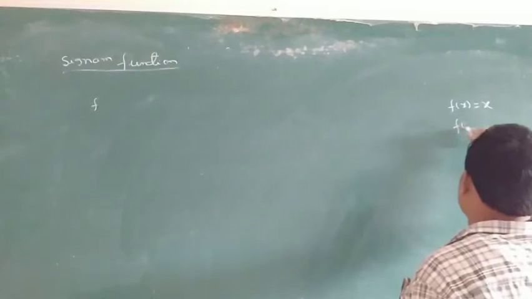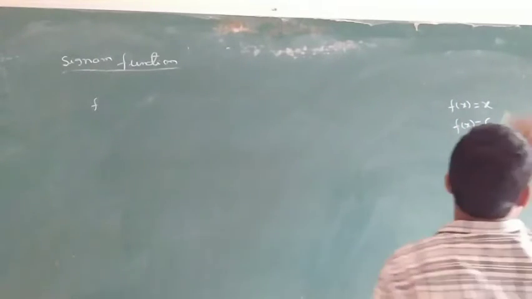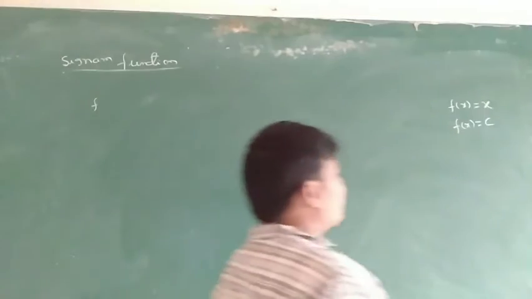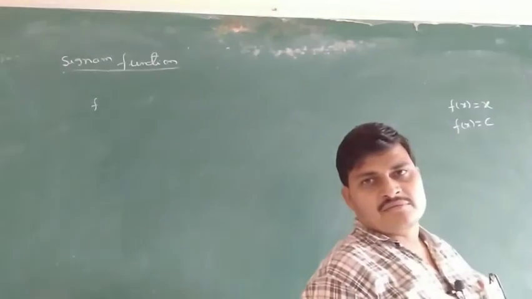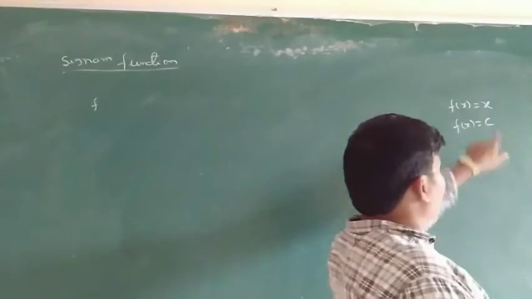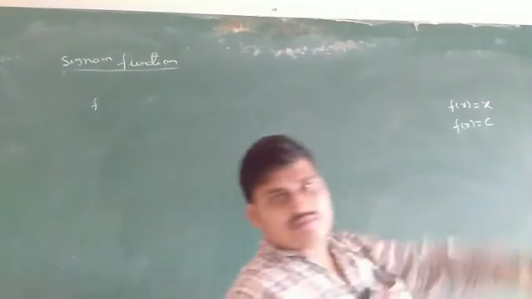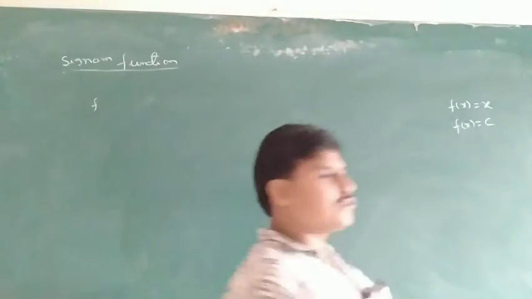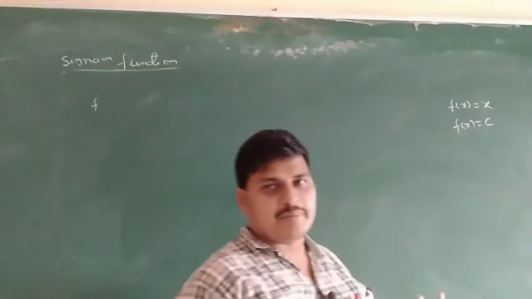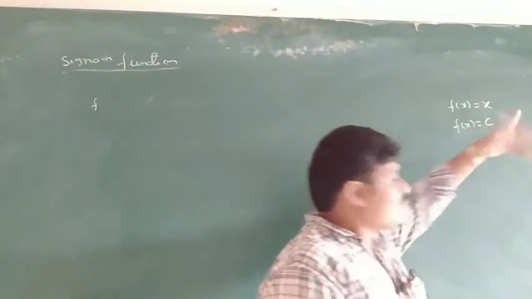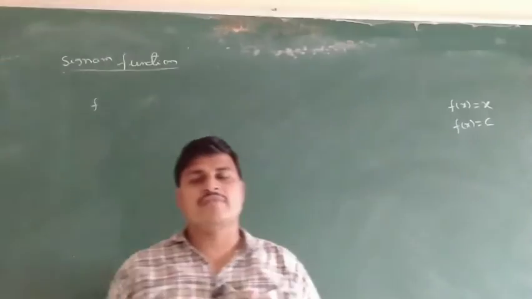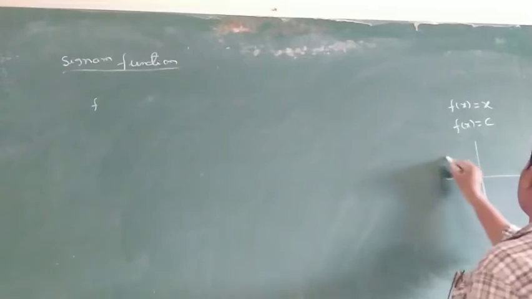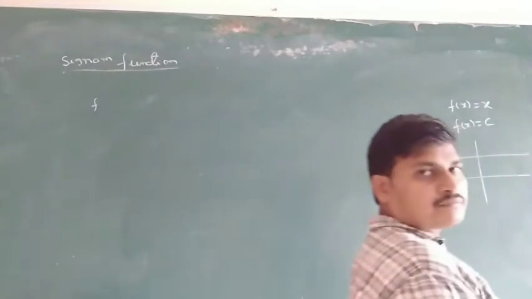Next, constant function. f of x is equal to c. What is the meaning of constant function? You take any x value, but the result is only a single one, c. That c is 2, 3, 4 or any one constant, negative or positive. c is nothing but real numbers. So for example, f of 1 equal to c, f of 2 equal to c, f of 3 equal to c, f of 4 equal to c. So that's why the graph is only this one.